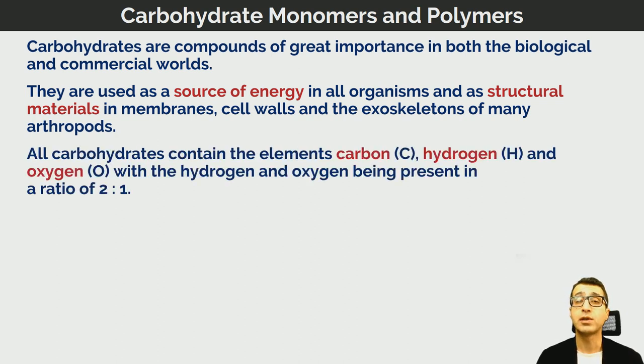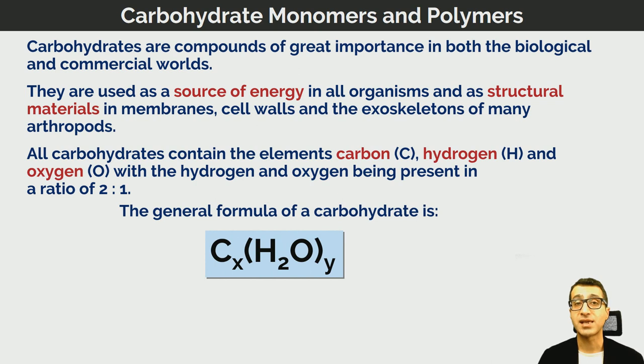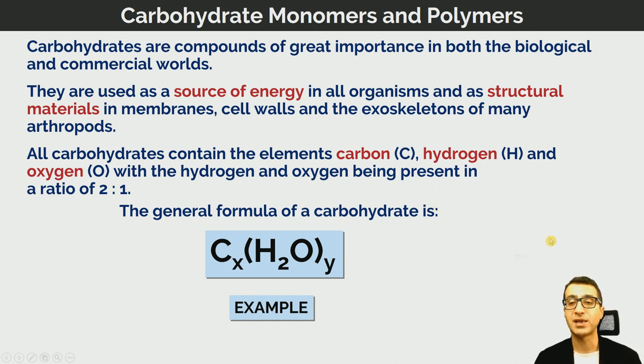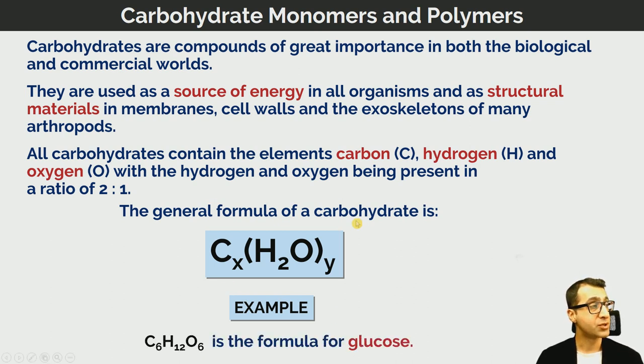And so the general formula of a carbohydrate is this: Cx(H2O)y. So you have x number of carbon atoms, and you have this many hydrogen and oxygen atoms multiplied by the integer y. So here's an example. So hopefully at this point you all know the molecular formula for glucose, and we can see, comparing this to the general formula for carbohydrates, that in fact it does conform to the general formula of carbohydrates. We have x is 6 in this example, and we can see here that y is also 6.